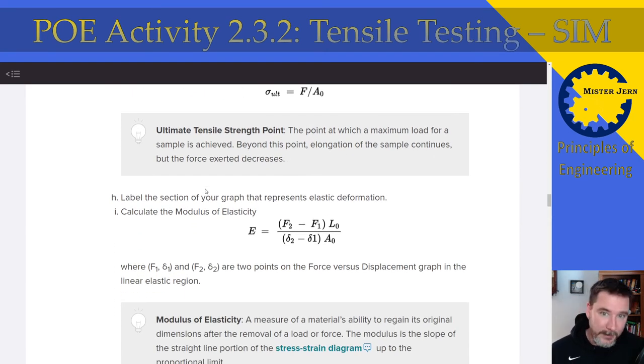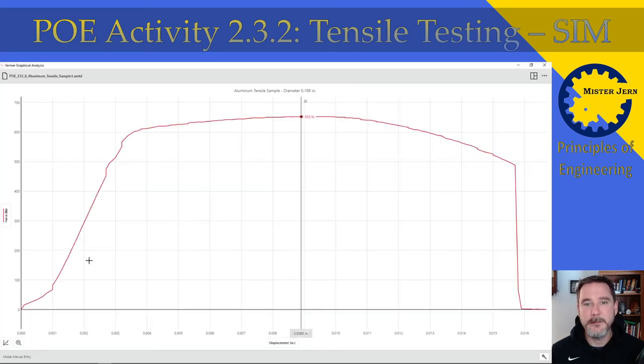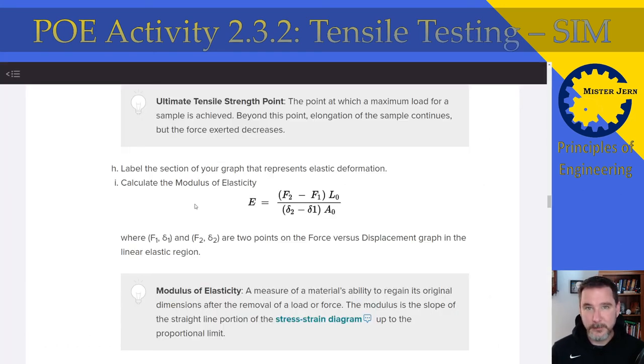Letter H, back to the graph. Label the section of your graph that represents elastic deformation. Go back to the diagram at the very top of this. Find out where on the graph elastic deformation is taking place. Okay, so somewhere around here. Elastic means that when it's let go, it's going to return back to its original shape. So that's just a label. Use a label, or shade in, however you want to do it, as long as it's clear.